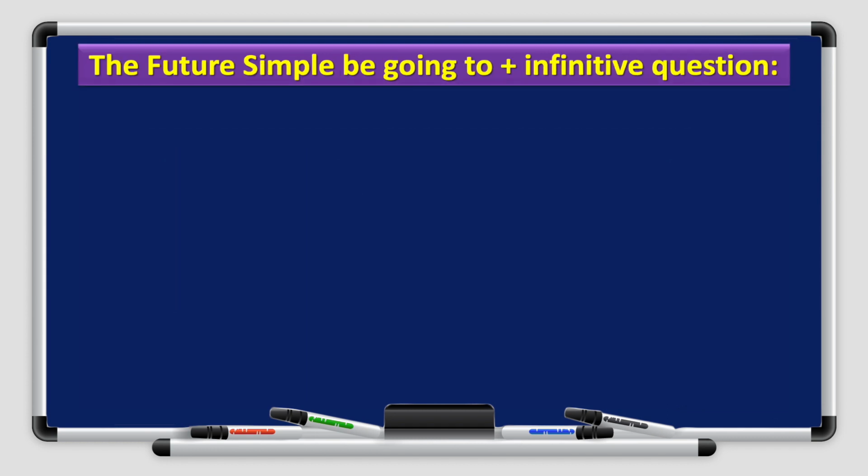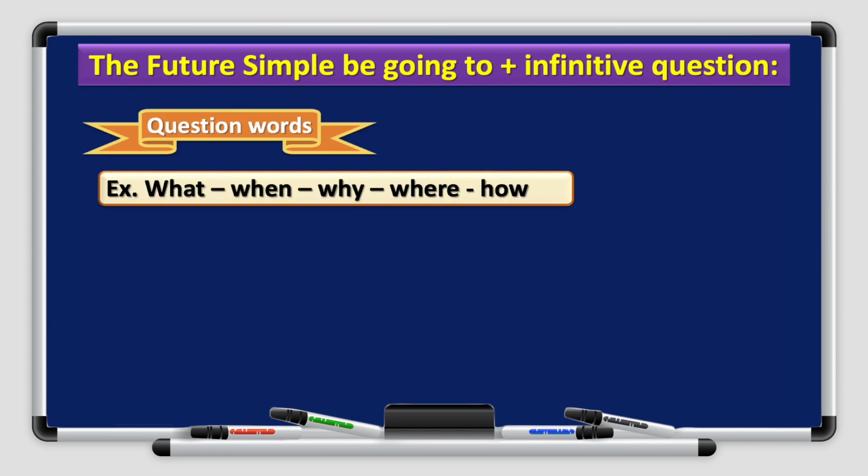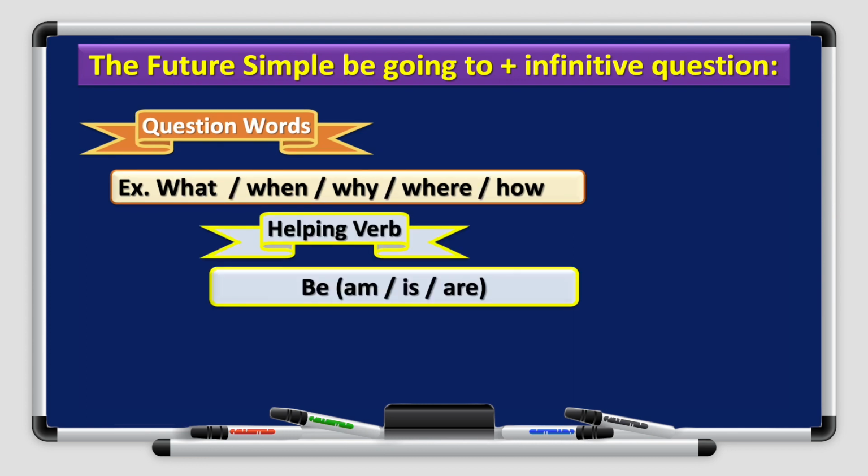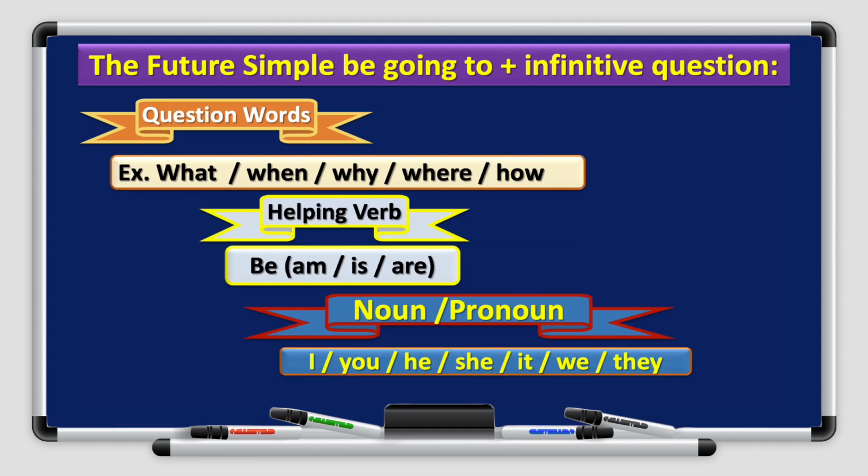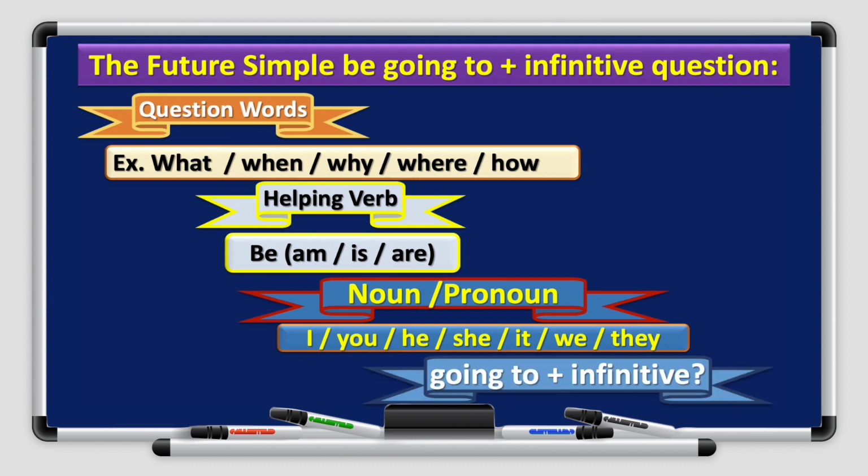What if we want to form a question using be going to plus infinitive? That's how we will do it. You will start with question words, either what, when, why, where, or how, followed by the helping verb, am, is, are, followed by the pronouns I, you, he, she, it, we, or they, and followed by going to plus the infinitive. Let's take an example.